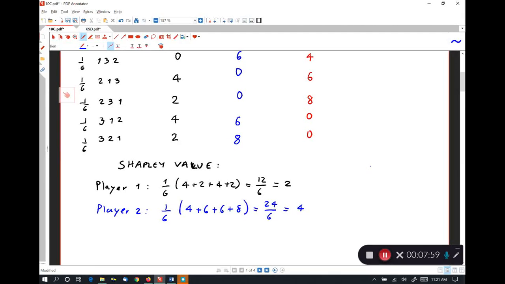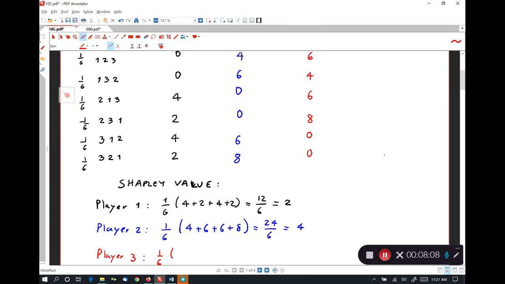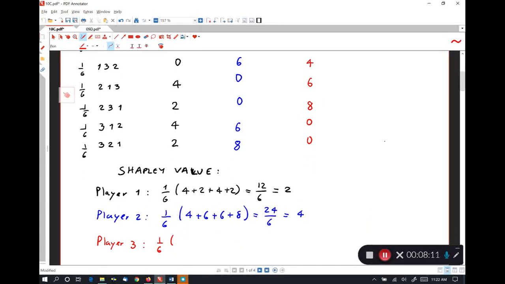And then we have for player 3, where 1/6 of 6 plus 4 plus 6 plus 8, and that's again 24. So 24 divided by 6 is equal to 4. So the Shapley value gives player 1 less than players 2 and 3: 2 to player 1, 4 to player 2, and 4 to player 3.